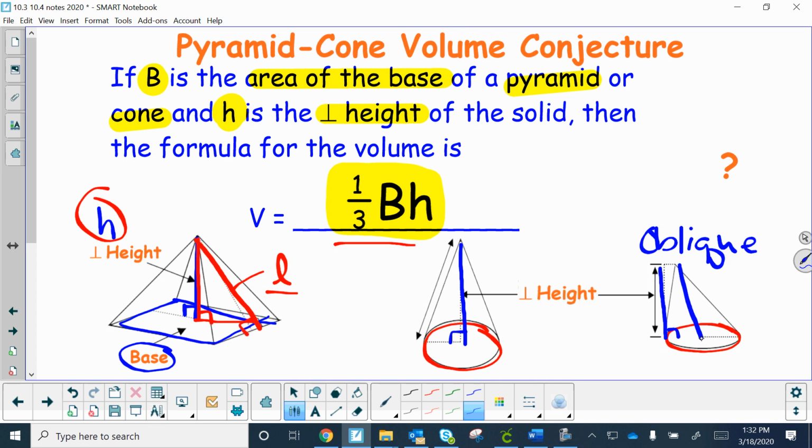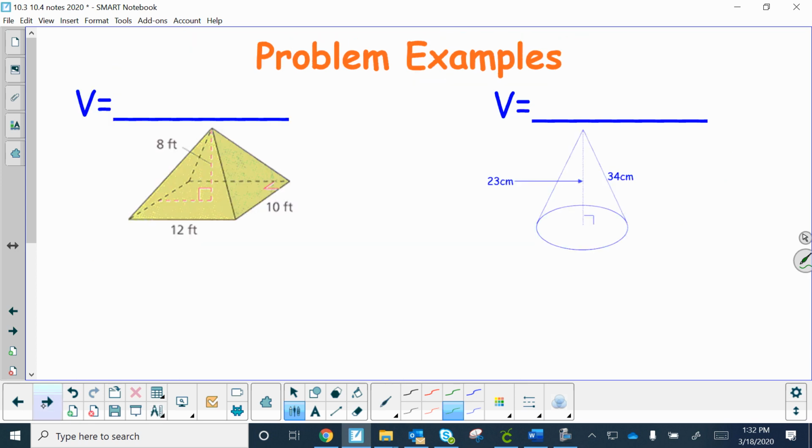Oh, this right here that I just highlighted in green is going to be your slant height, kind of like I just explained with the pyramid. You might need to use that to solve for the height because, again, you have a shape right here that makes a right triangle, and you might have to use the Pythagorean theorem to solve for that. All right, so let's go straight to some examples.